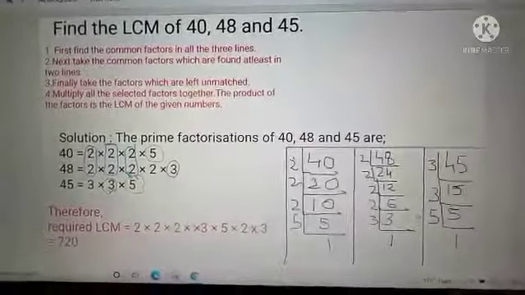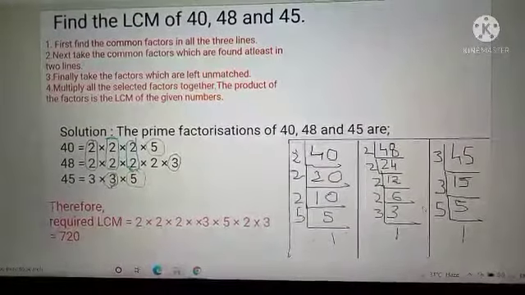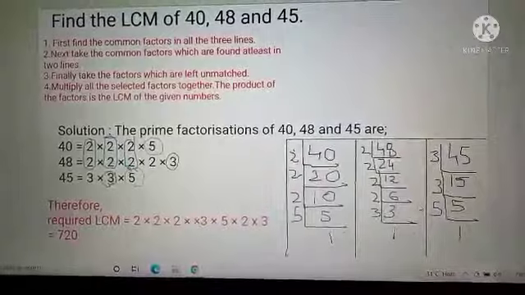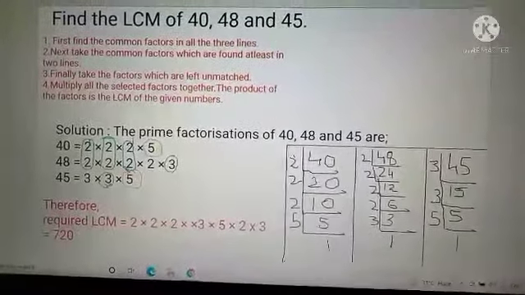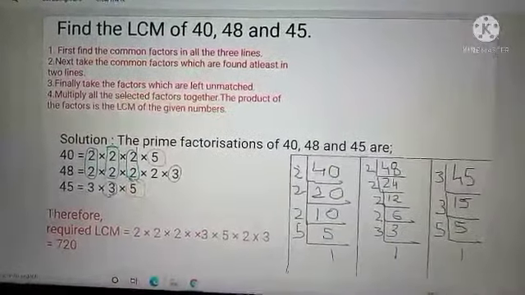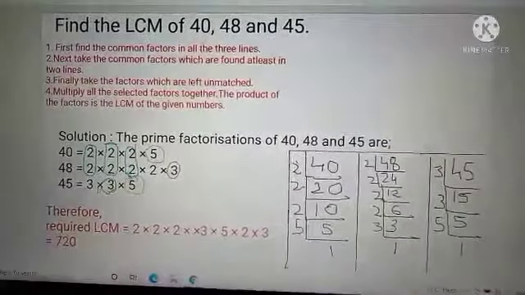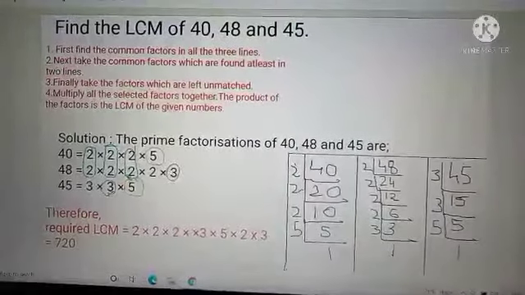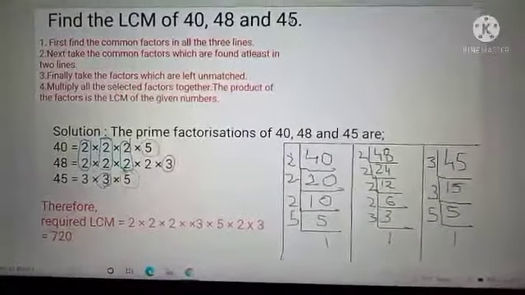And we got 40 is equal to 2 into 2 into 2 into 5. And 48 is equal to 2 into 2 into 2 into 2 into 3. And 45 is 3 into 3 into 5. So we wrote it here, and I am checking. How can we find the LCM of 3 numbers here? We have a doubt, isn't it?